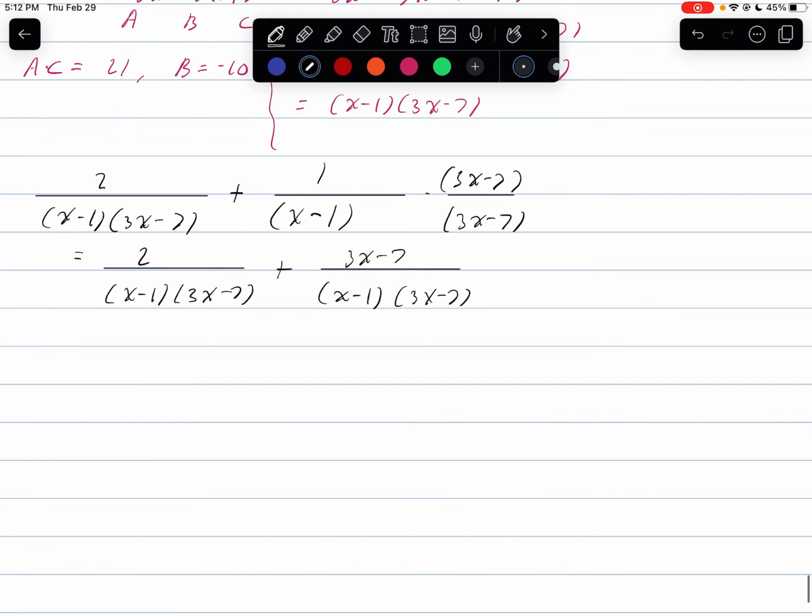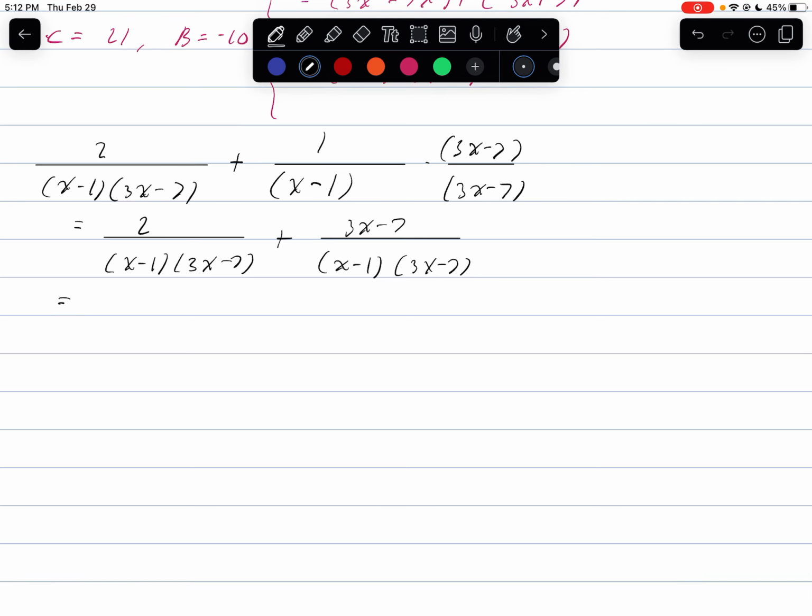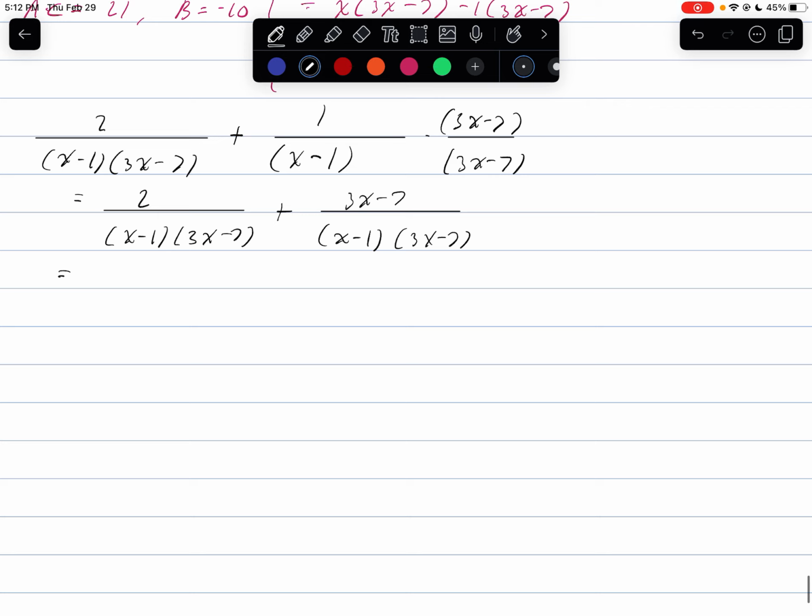Okay. So if we go ahead and add across here, we'll have 2 and negative 7 is going to give us negative 5 plus 3x over x minus 1 times 3x minus 7. And I think that's probably about as far as we're going to get to go.